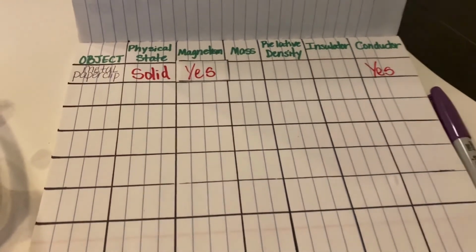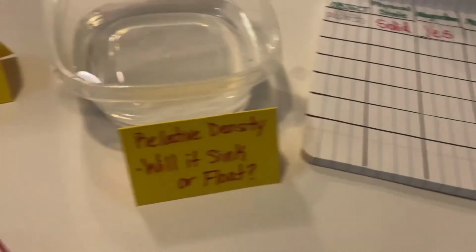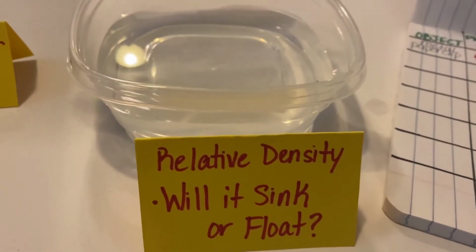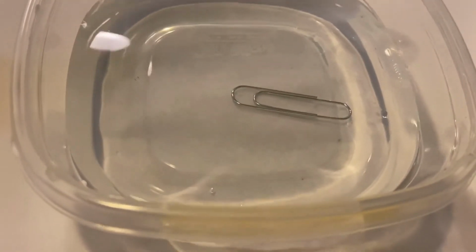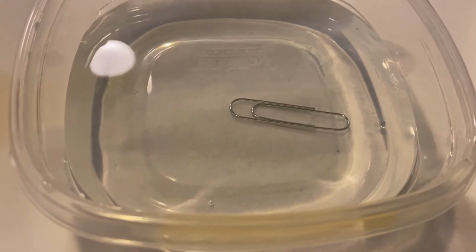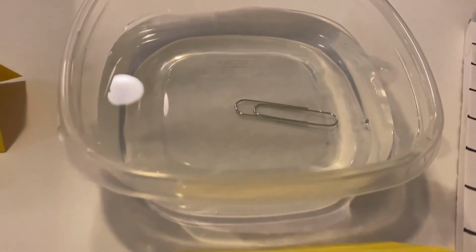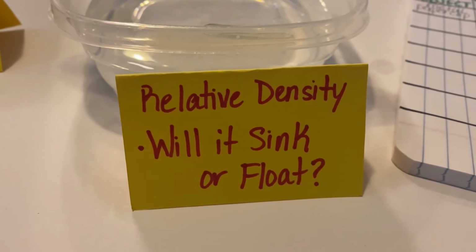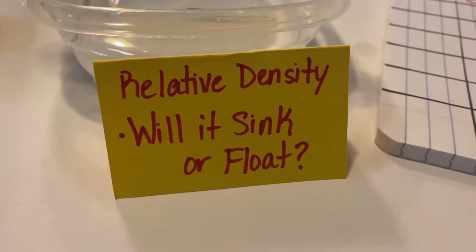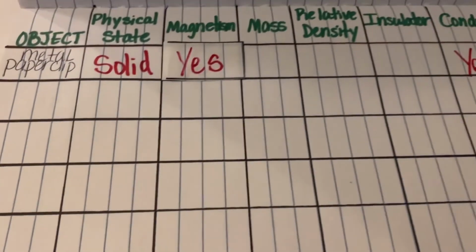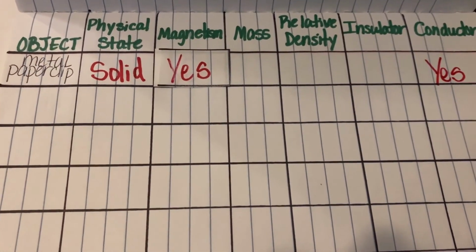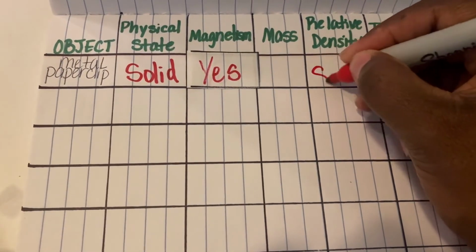And the last and final physical property that we're gonna test is gonna be relative density. Will the paperclip sink or will it float? So I'm gonna take the paperclip and I'm gonna drop it in this container of water. As you can see, the paperclip went straight to the bottom, so it did sink. So as far as relative density, this paperclip is more dense than the water because it sank to the bottom. I'm gonna record this observation again in my student notebook entry on this chart. So under relative density, I'm gonna write the word sink.